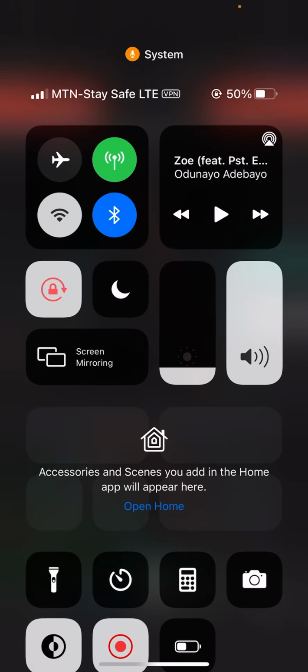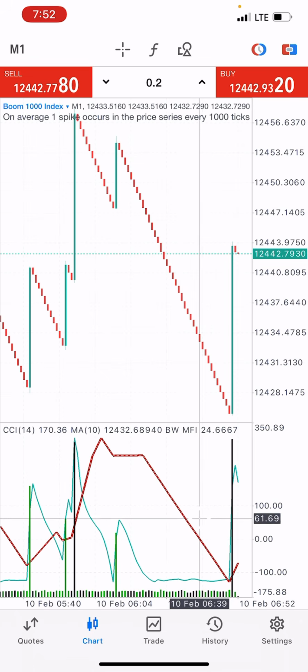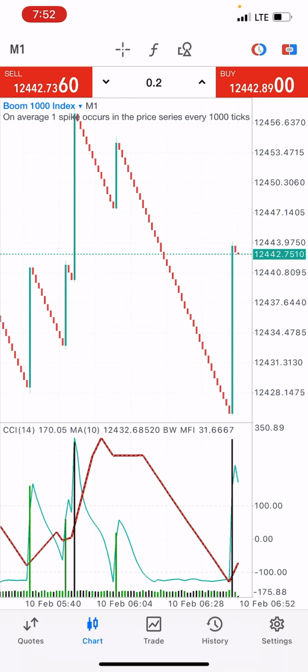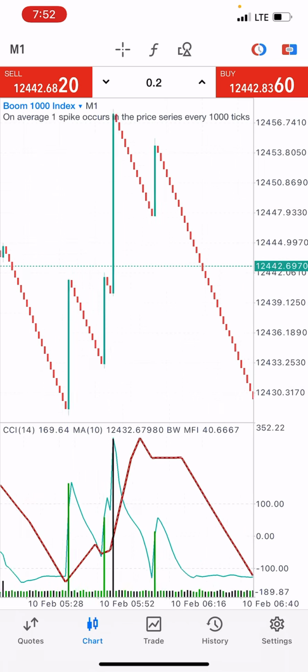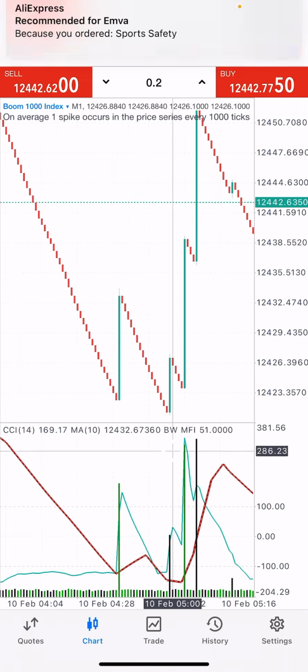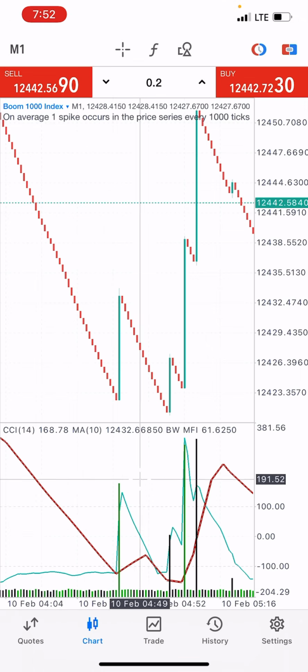I'll make it light mode so you can see it clearly. So guys, this is it. Once the red moving average crosses below the green line, it gives a spike. I'll show you how the strategy works, guys. So again, at this point, it crosses below, it gives a spike.